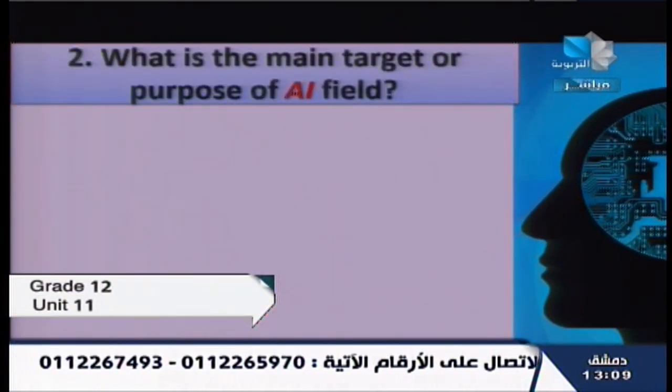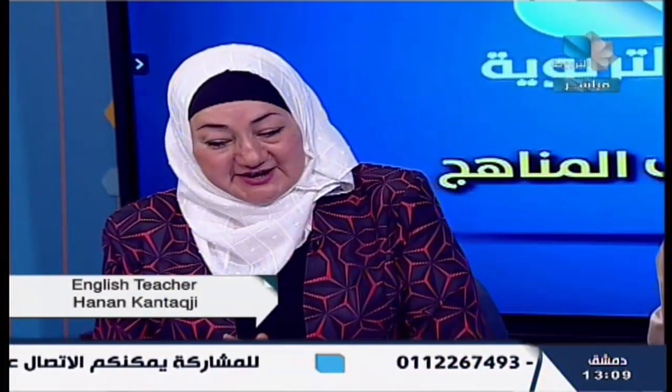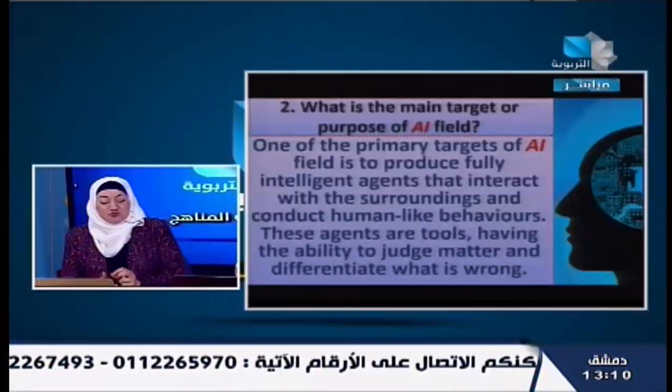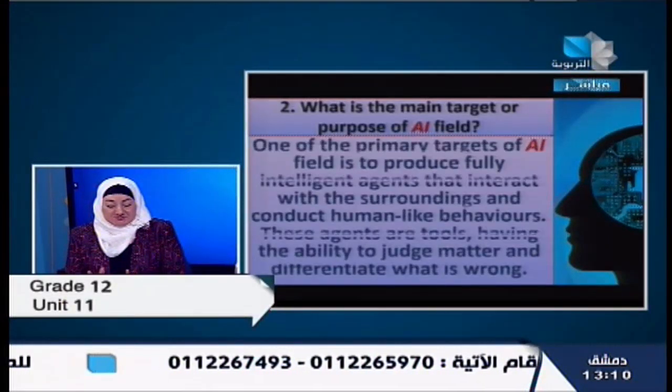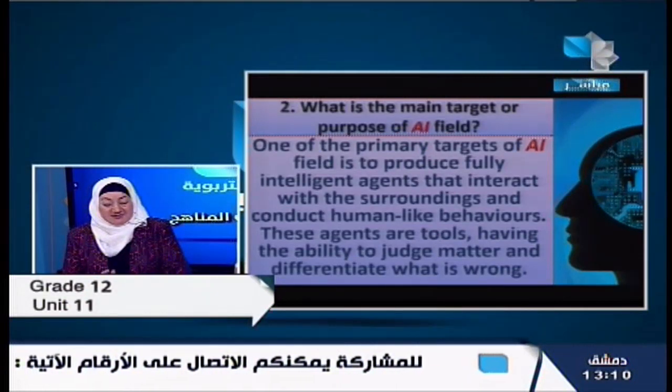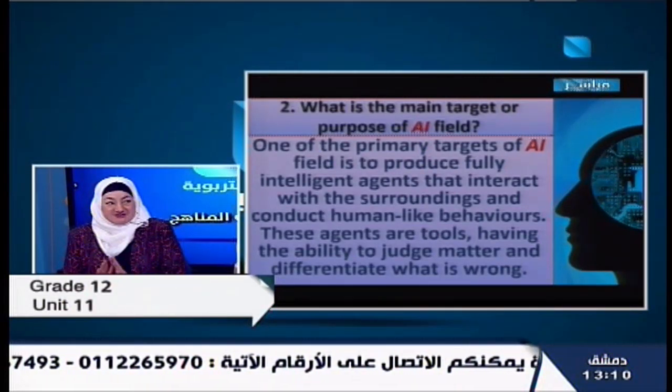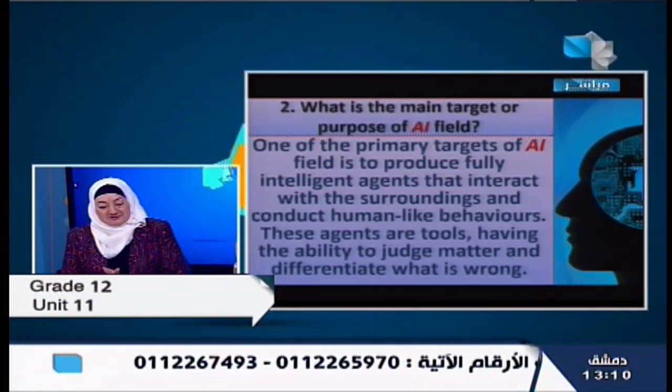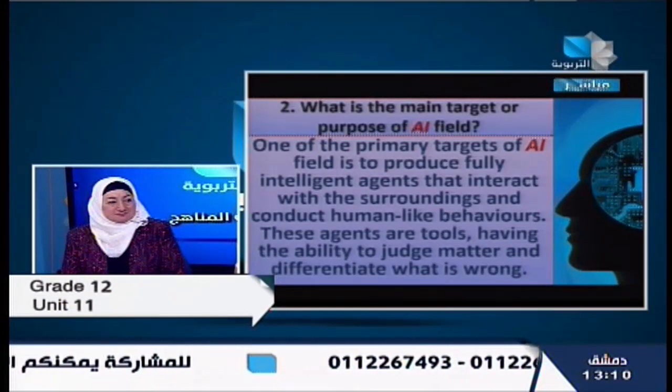What is, Ms. Hanan, the main target or purpose of the AI field? What is it for? So one of the primary targets of the AI field is to produce fully intelligent agents that interact with the surroundings, give and take with the surroundings, and conduct human-like behavior. They should behave like human people. These agents are tools or machines having the ability to judge the matter and differentiate what's wrong. So they can decide what's right, what's wrong. They are clever machines, of course, to make intelligent machines.